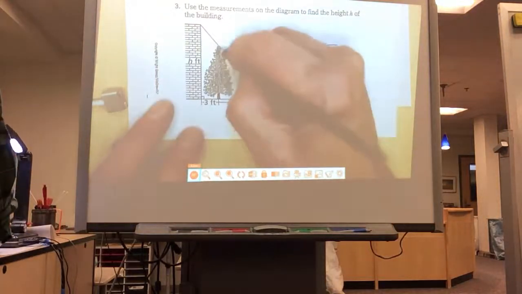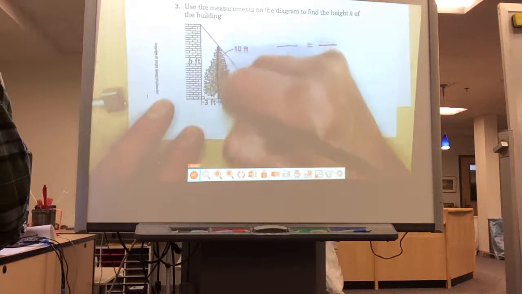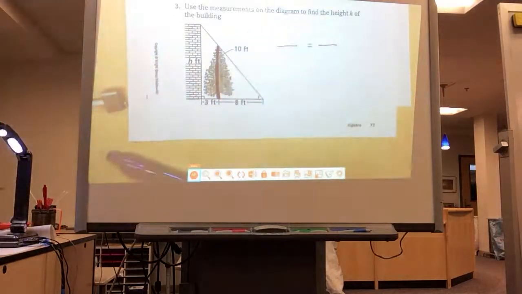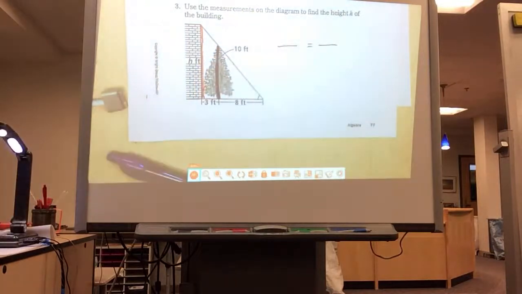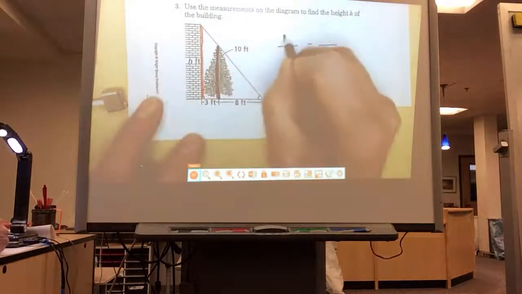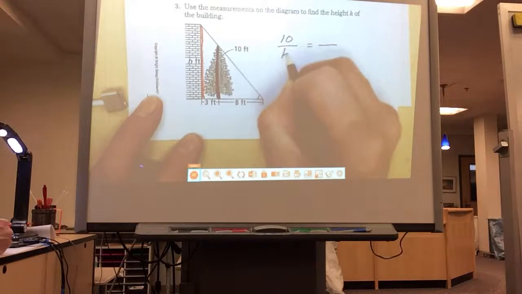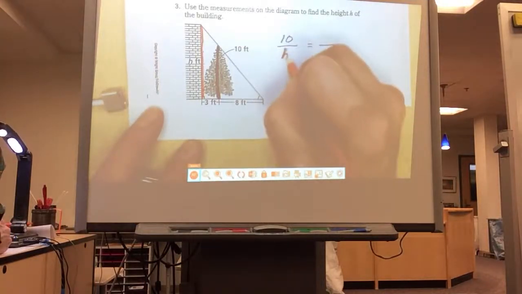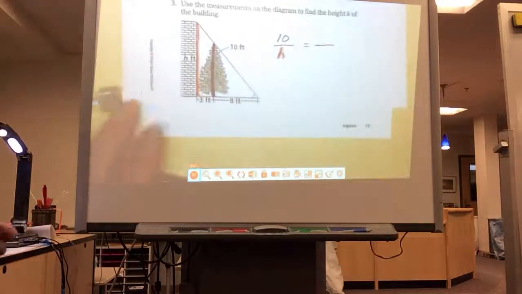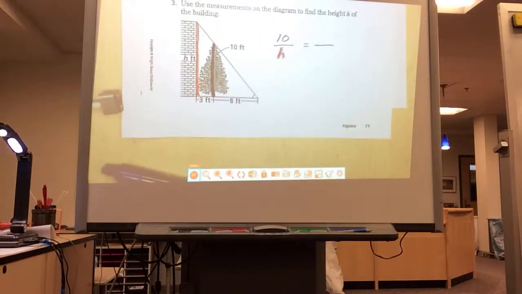So you're going to take the height of the tree, and you're going to compare that to the height of the building. Yeah? And it equals 3 over 8. 10 over h. Oops, this should be a red h. There we go. And what is that going to be equal to, Leo? 3 over 8.